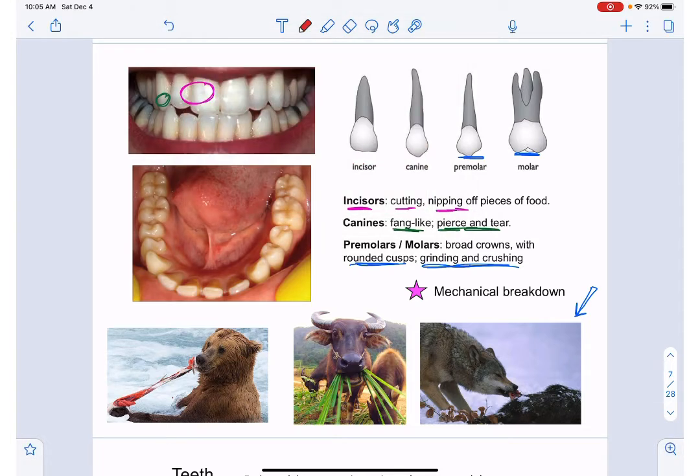Okay, first of all, what about this wolf? This wolf has a carcass, and it's reaching into the carcass, and it's grabbing part of it. What is it trying to do? What teeth is that wolf using? Well, that wolf is using its incisors. It's grabbing that food, and it's trying to nip off pieces of food. It's trying to cut off pieces of food.